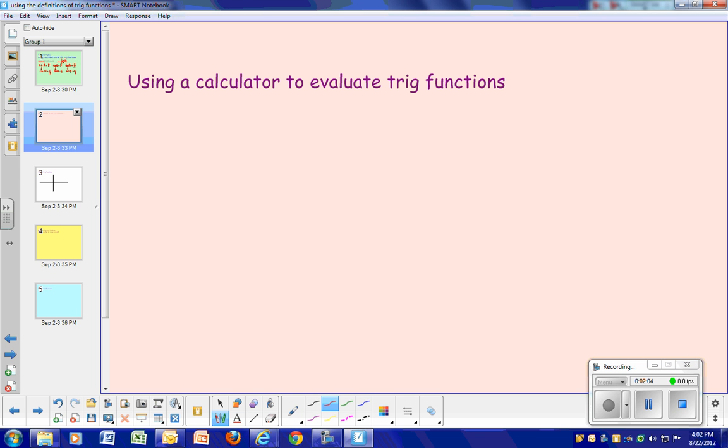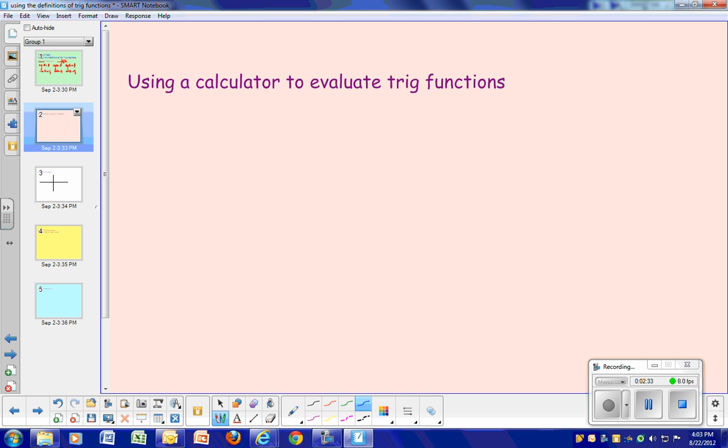The next heading says using a calculator to evaluate trig functions. So if your calculator isn't in front of you, pause this and go get it. Sometimes we will want to use a calculator to evaluate a trig function. Our calculator has all of the different values of sine, cosine, and tangent stored in its memory, because these are just ratios of triangles' sides, so the calculator can know those and figure them out.